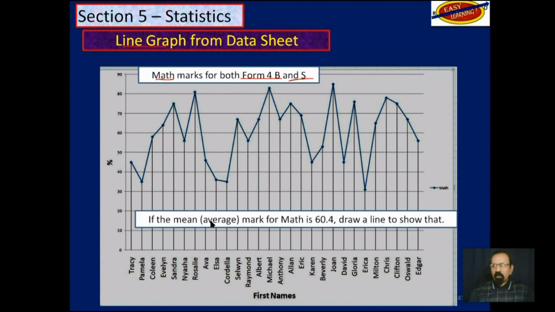Now, if you are told that the mean, which we sometimes call average, is 60.4, draw that line on this graph. You just go a little above 60 here, draw that line in there, and that is the mean. As you could see, the scores vary quite a lot above and below that mean, which gives an idea of our standard deviation. It varies quite a lot.